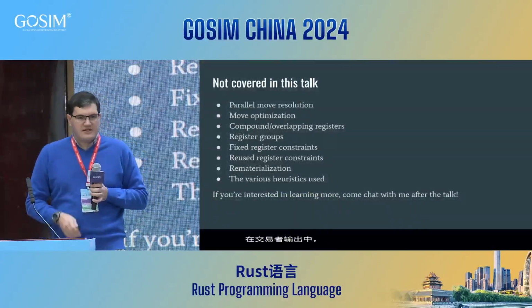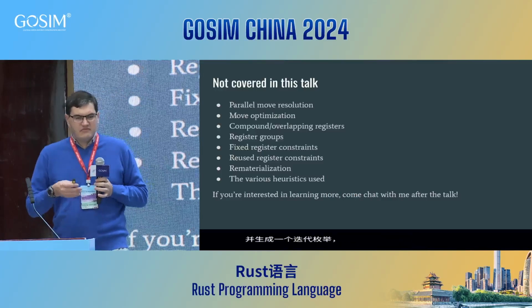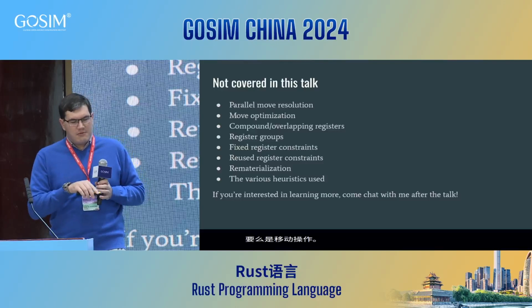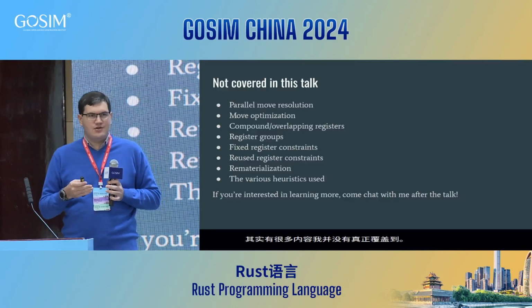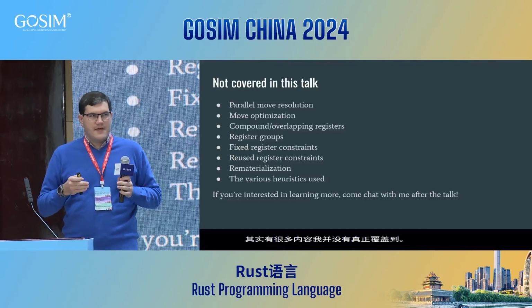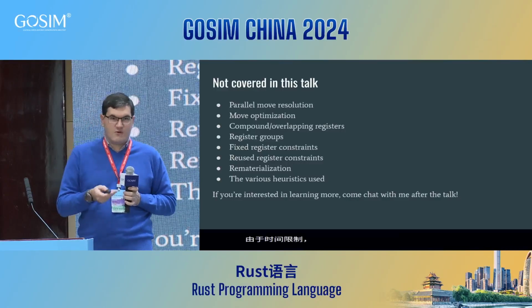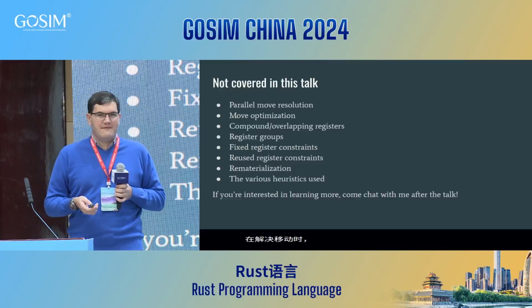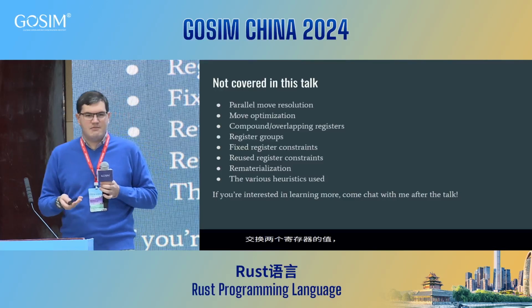There's a lot that I'm not actually covering in this talk due to time constraints. For example, parallel move resolution. When we're resolving the moves, we need to make sure that we properly handle things like swapping the values of two registers, because that actually requires a cycle in a temporary register. Similarly, we need to use scratch registers for things like stack-to-stack moves.